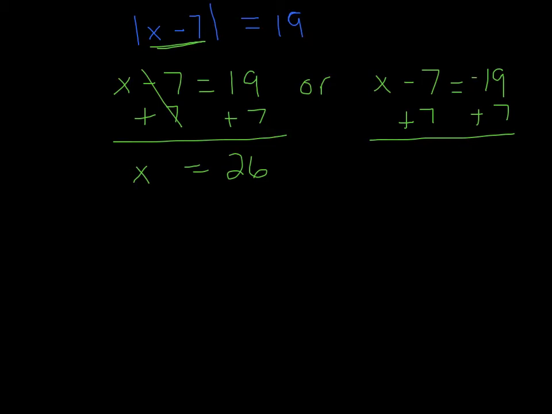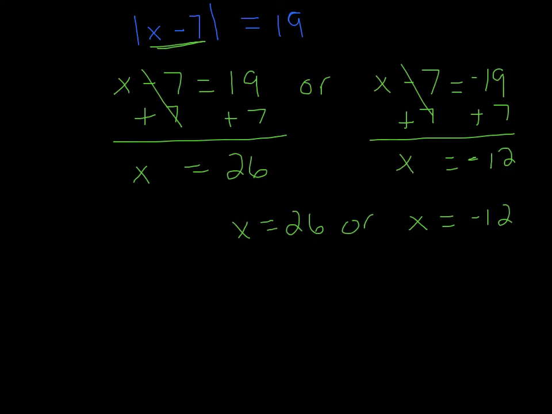When the signs don't match, we have to subtract these two numbers. So 19 minus 7 is going to give you 12, and the 19 is bigger, so we keep its sign, and those cancel out, so we're left with x. So our answer is x equals 26, or x equals negative 12. It could be either one of those two numbers.